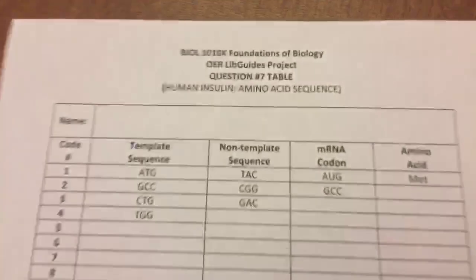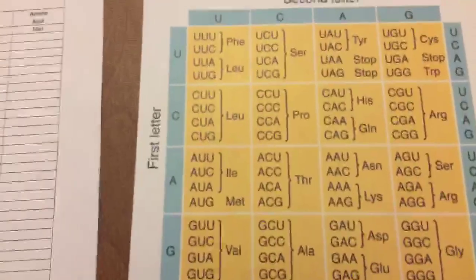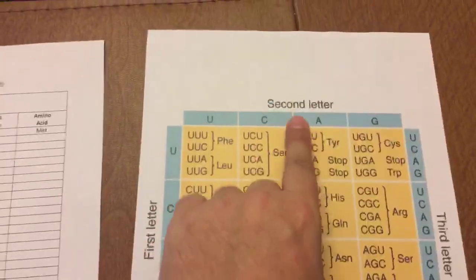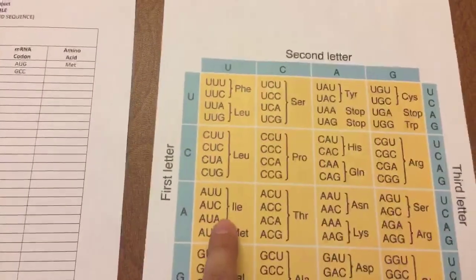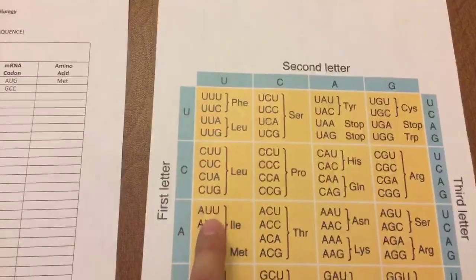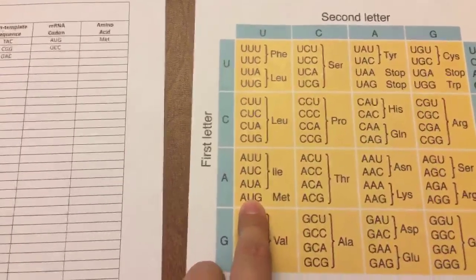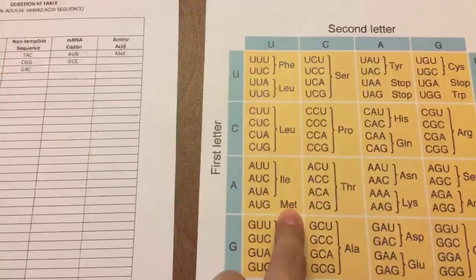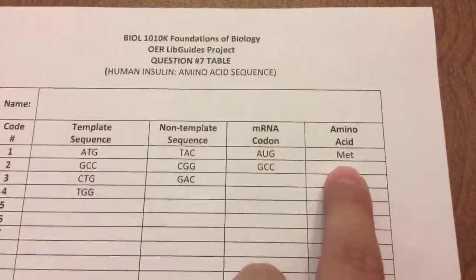But if we go back here real quick, we can see our first mRNA codon is AUG. So we want those three letters. And so you can see here it says first letter, second letter, and third letter. So the first letter was A, so that brings us to this row here. The second one was U, and then you can see the G. So AUG is the codon that represents the amino acid that's abbreviated MET. It's methionine. You don't need to know that, you just put MET in the table.